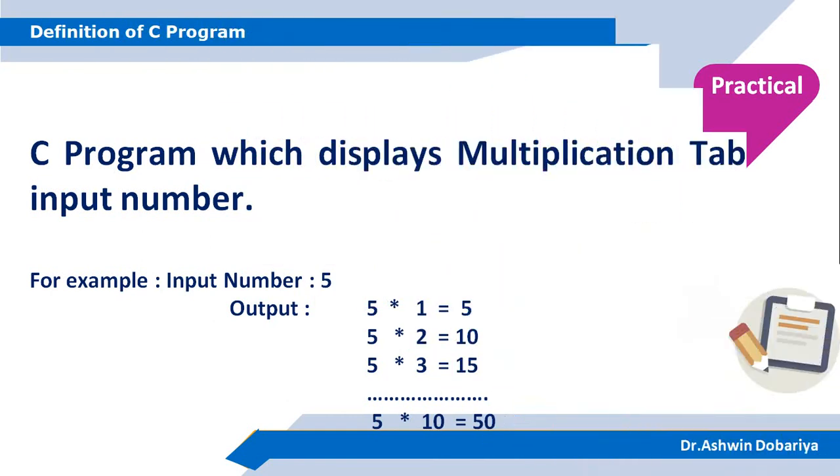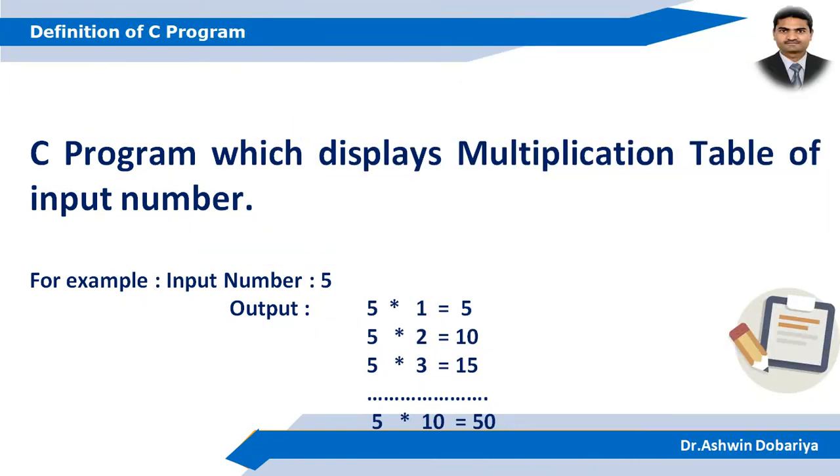So let's first discuss the definition. The C program which displays the multiplication table of an input number. For example, if our program input number is 5, then what should be the output? Generally the multiplication table is displayed like this: the input number 5 multiplied by 1 is equal to 5, then 5 multiplied by 2 is equal to 10, 5 multiplied by 3 is equal to 15, up to 5 multiplied by 10 is equal to 50. Similarly, if anyone inputs 50 or 25, it will display that particular number's multiplication table.